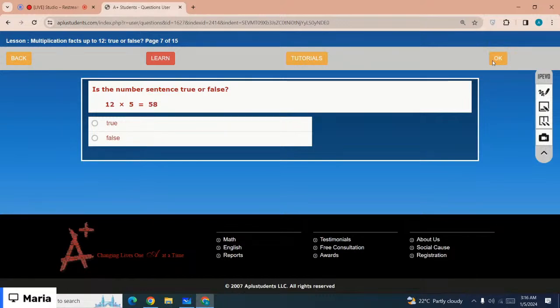Is the number sentence true or false? 12 times 5 equals 58. Is it true or false? False it is because 12 times 5 is 60. It is false. Think and then answer. So that is also false.